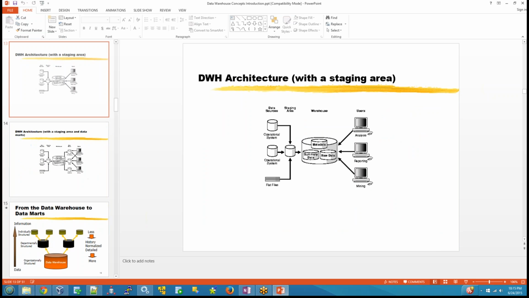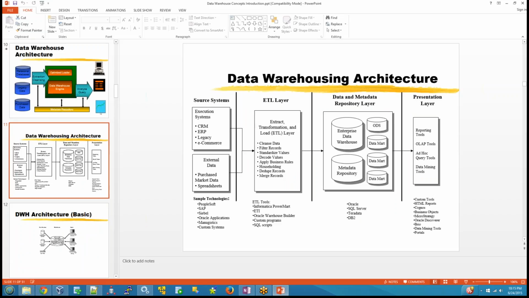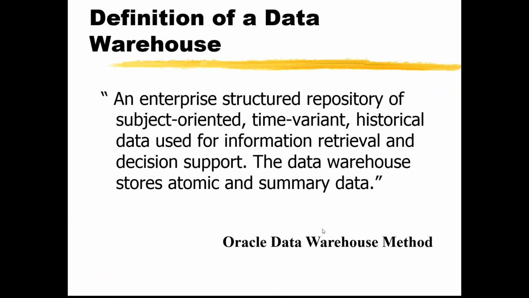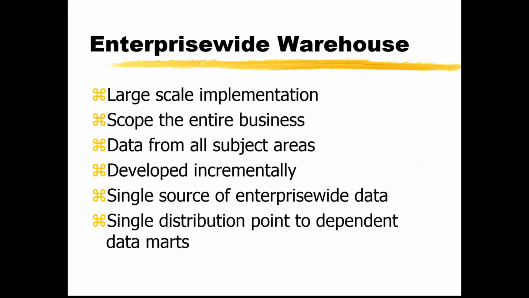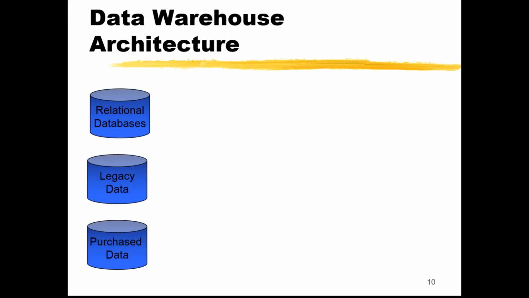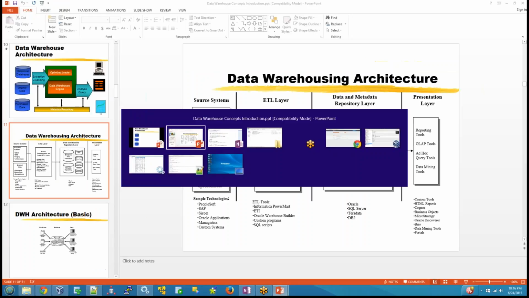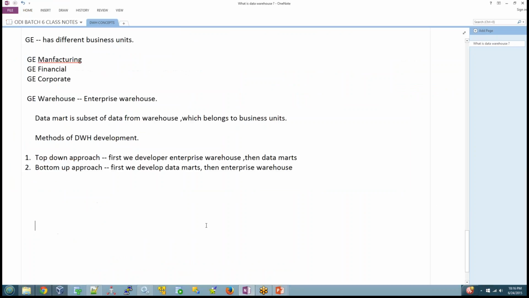Now we're going to see some important steps. So this is the data warehousing architecture. Please observe carefully. The data warehousing architecture is very important. See, there are relational databases, legacy data, and purchased data. These are the three different sources. So the first thing in warehouse development is that we need to identify the three sources. What are the basics in the warehouse?